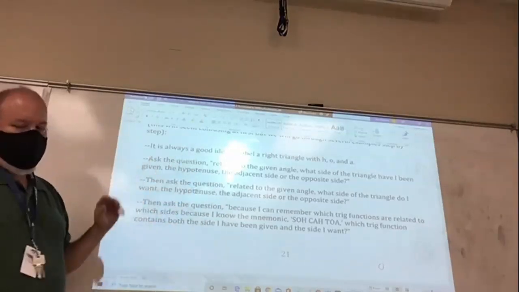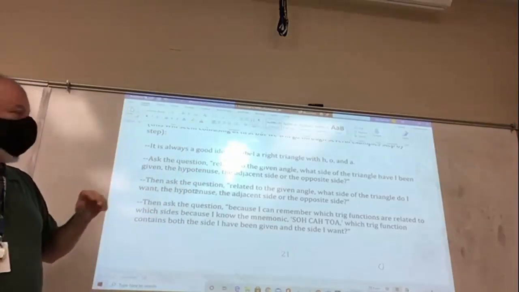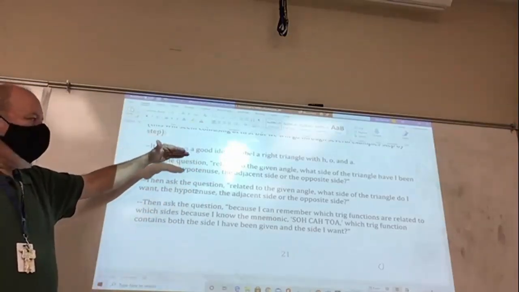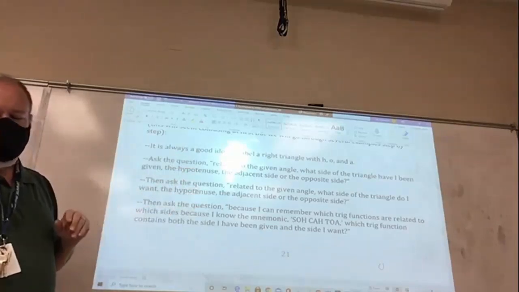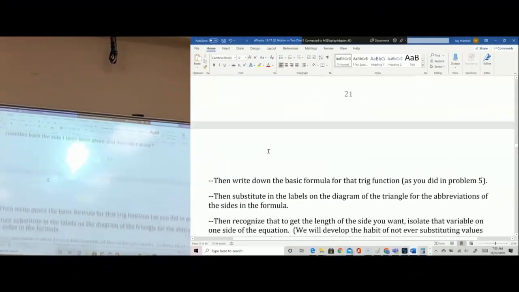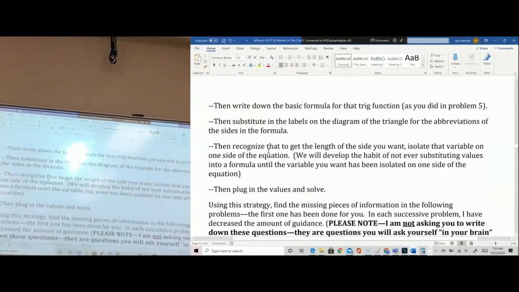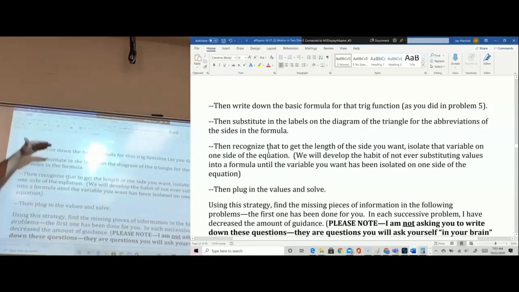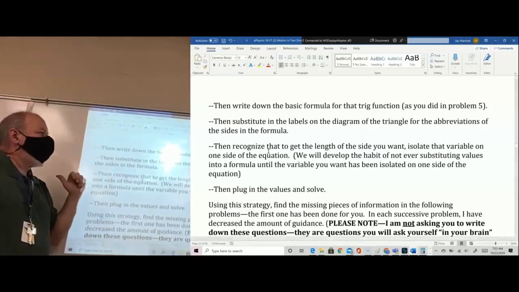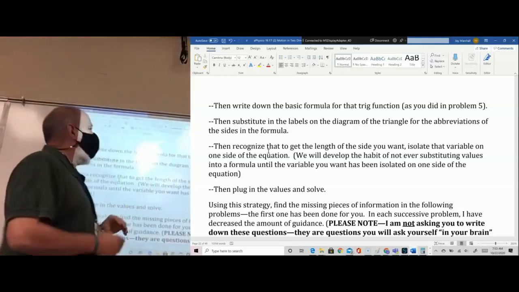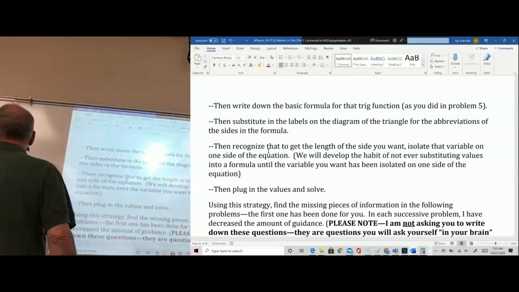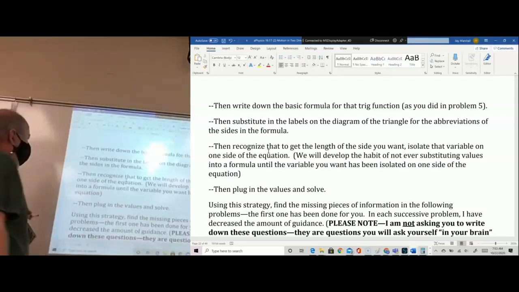Okay, and I just showed you how to do that. So label, then say, what do I have? What do I want? What trig function will solve the problem for me? Okay, and here's the key thing. You don't have to think about this. Once you know the trig function, you just write down its formula. If you know that you need the sine, you say sine of theta equals opposite over hypotenuse.